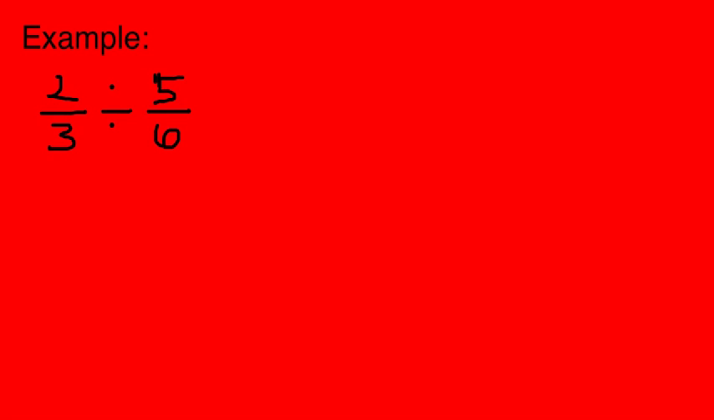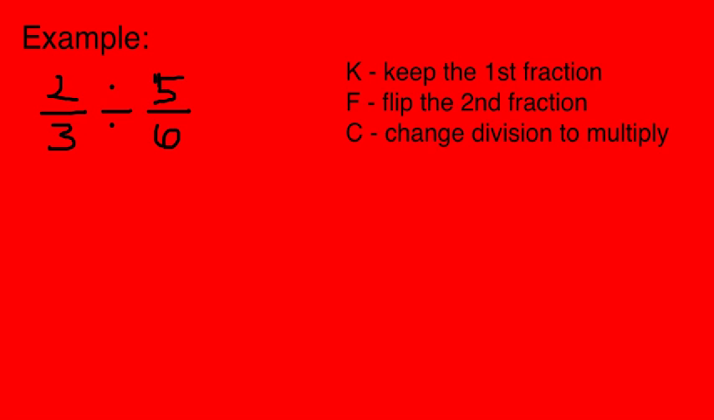Okay, so here's our first example. We're going to take 2/3 and we're going to divide it by 5/6. I have a little acronym that helps students sometimes keep things in order. It's called KFC, and I'm going to write that on the screen in a minute. But it says K is for keep the first fraction, F is for flip the second fraction or write its reciprocal, and C is change the problem now from division to multiplication. So let me write that on the screen real quick. Okay, so let's go ahead and do this.